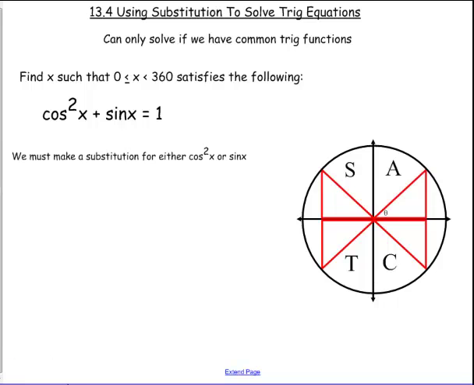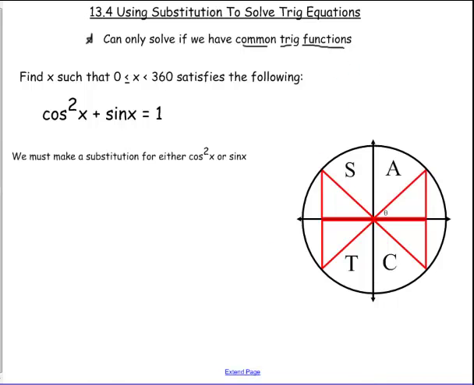Solving even more trig equations, in 13.4 we're going to use substitution. Because we're reviewing the fact here that you can only solve if you have a common trig function. For example, if I gave you x plus y equals 6, you wouldn't be able to solve this because you have two variables. You'd have to somehow simplify it to one variable.